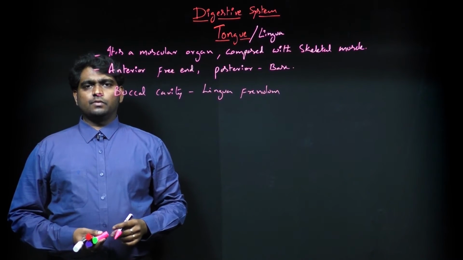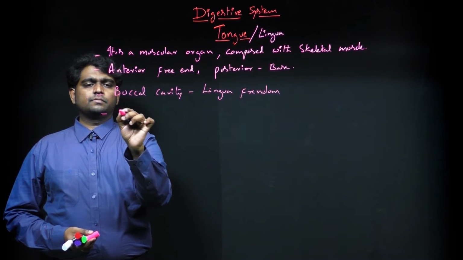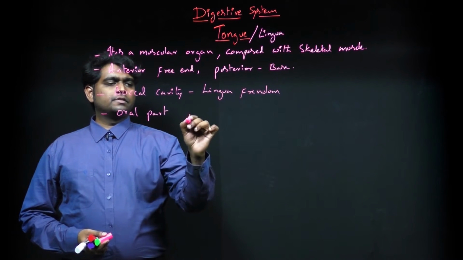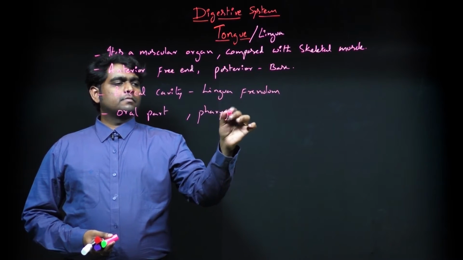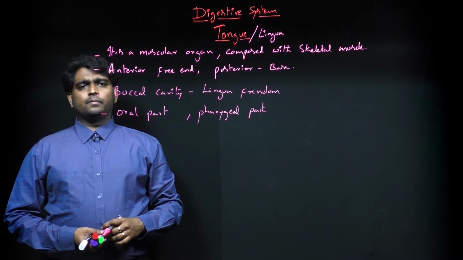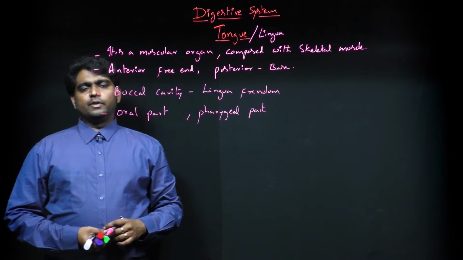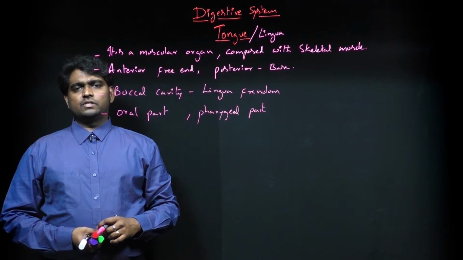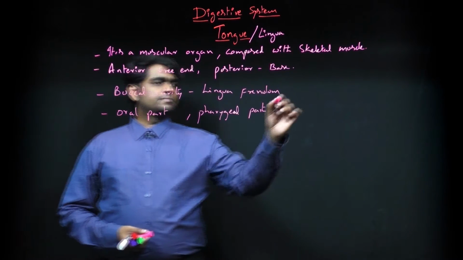The tongue's anterior part is the oral part. The posterior part is the pharyngeal part, based on the buccal cavity, lingua frenulum. And below the lingua frenulum, there is a bone present. That bone is called the hyoid bone.